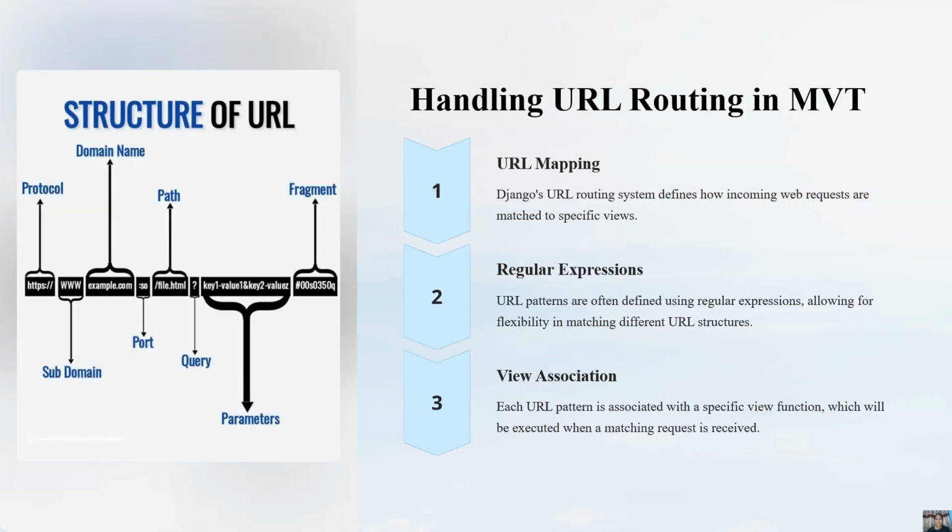URL mapping. Django's URL routing system defines how incoming web requests are matched to specific views. Regular expressions. URL patterns are often defined using regular expressions, allowing for flexibility in matching different URL structures. Each URL pattern view association. Each URL pattern is associated with a specific view to be executed when a matching request is received.